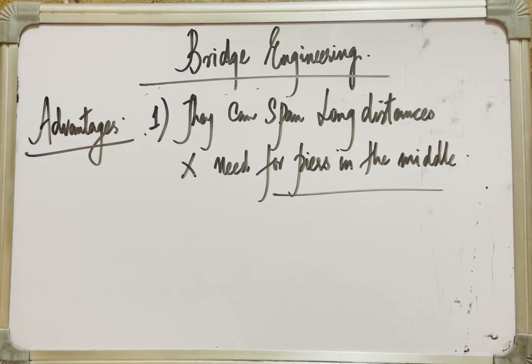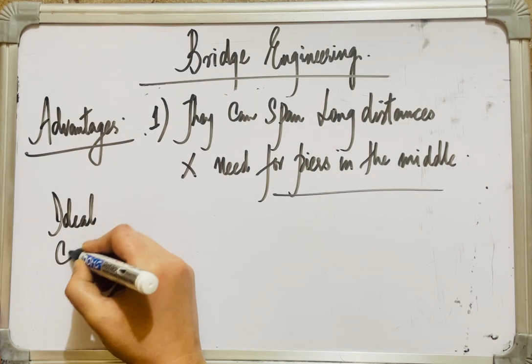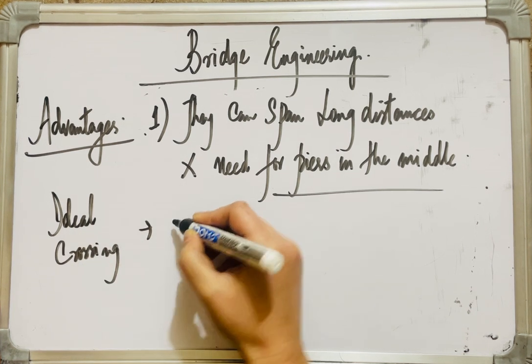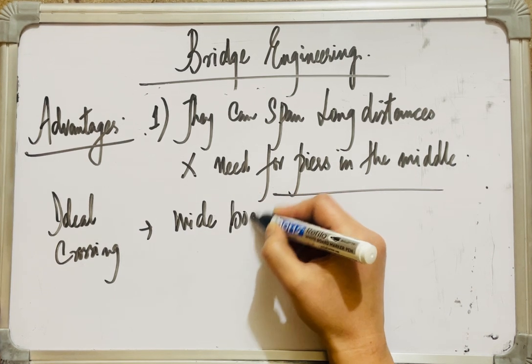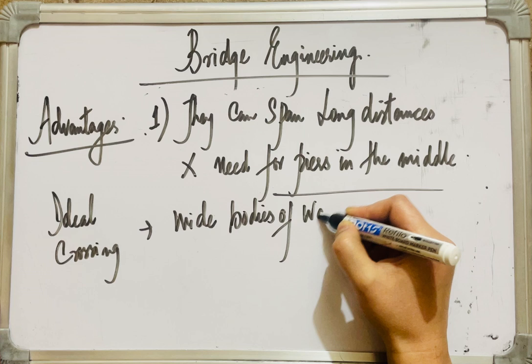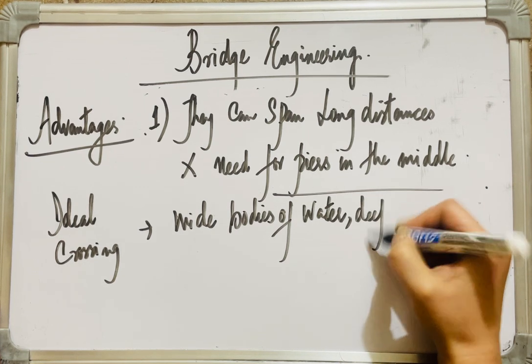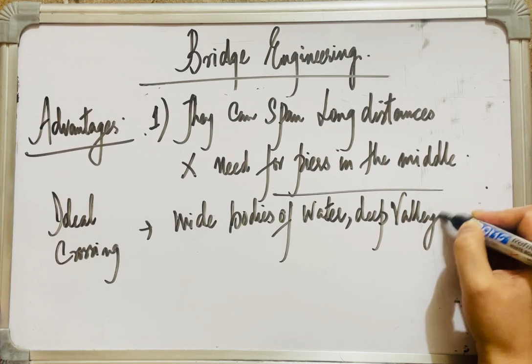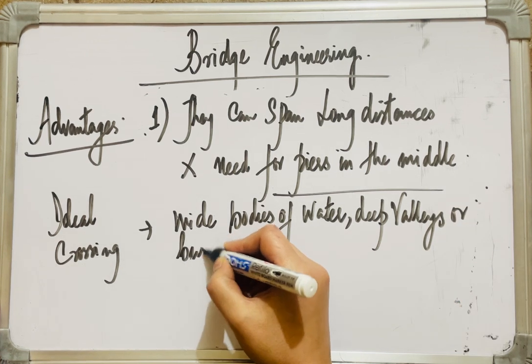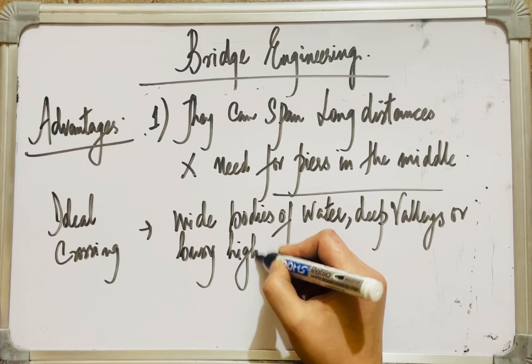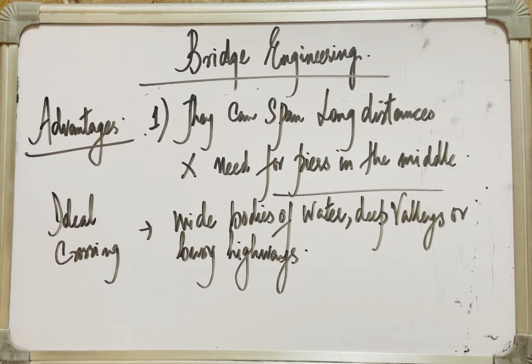All right. So these cantilever bridges can span long distances without the need for piers in the middle, thus making them ideal for crossing wide bodies of water, deep valleys, or busy highways. All right. So the first advantage of these cantilever bridges is that they can span long distances without the need for piers in the middle, thus making them ideal for crossing wide bodies of water, deep valleys, or even busy highways.